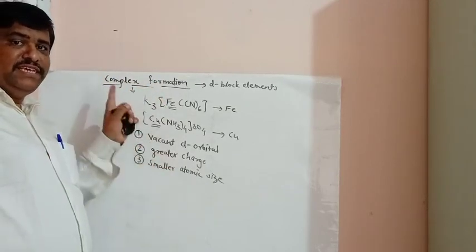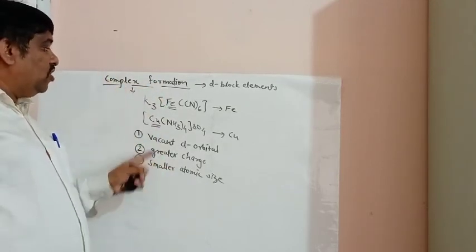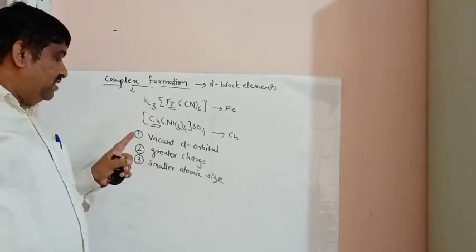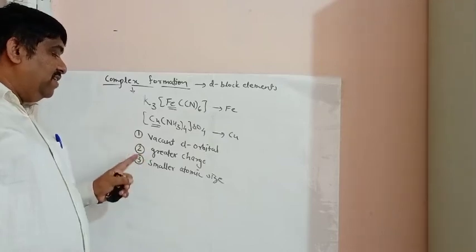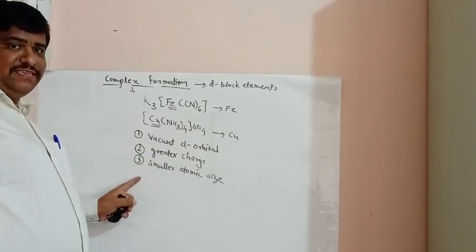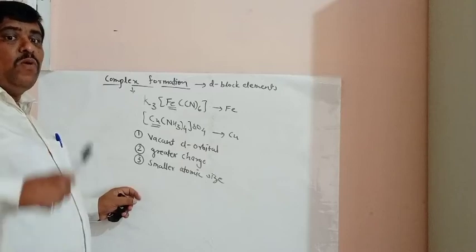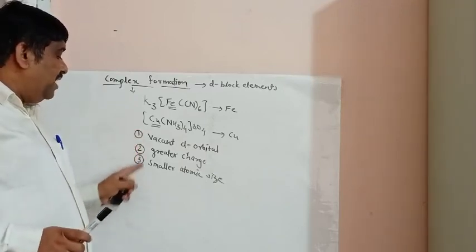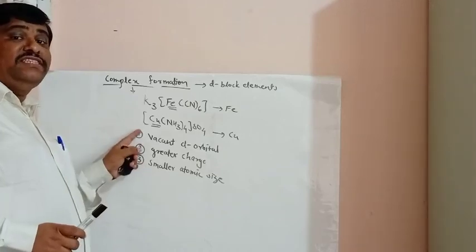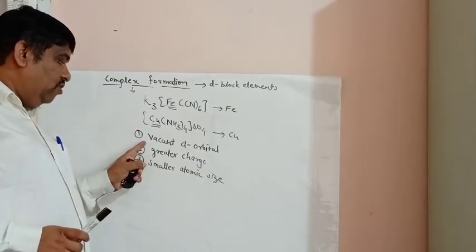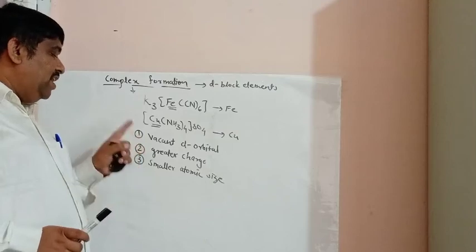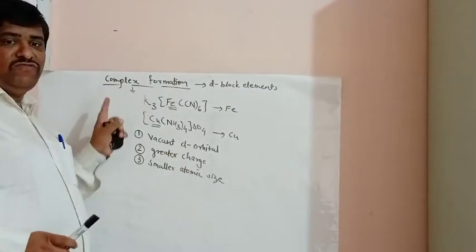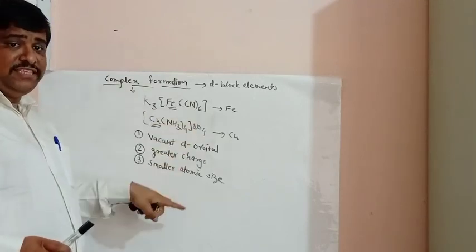So d block elements give complex formation because of the following three reasons. First is vacant d orbital, second is greater charge, and third is smaller atomic size. So if they ask in the exam why the d block elements give complex formation, you need to write these three reasons: because of vacant d orbital, because of greater charge, and because of smaller atomic size. This is for the theory examination.